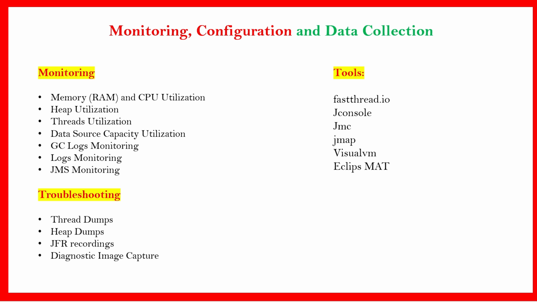What exactly we are going to check in the monitoring section is how to monitor RAM and CPU utilization, specifically at the OS level, right? Then heap utilization, thread utilization, data source capacity utilization, GC log monitoring, log monitoring, and JMS monitoring. And when we come to troubleshooting, we have thread dumps, which are specifically for the threads, and heap dumps, which are specifically related to the heap that we assign to the JVM.